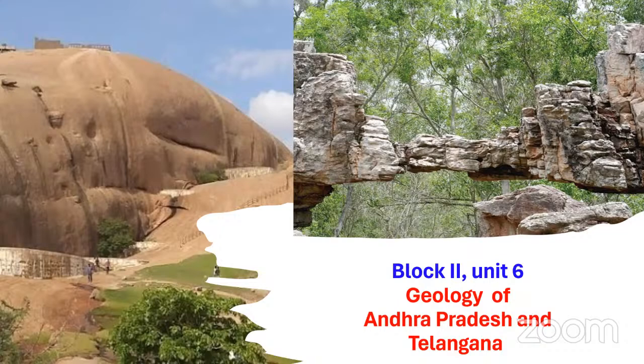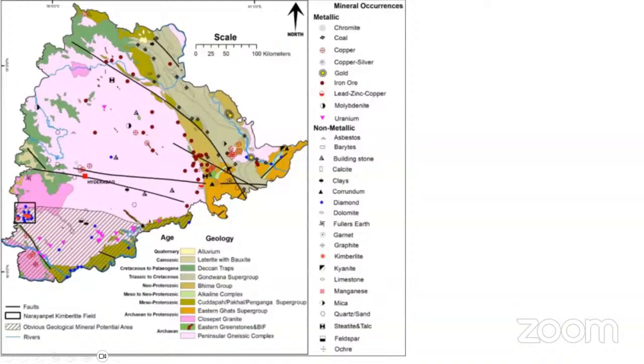Today, once again I'm repeating, I'm going to cover and complete the total syllabus, and the balance is Block 2, that is Indian Geology 2, Unit 6, Geology of Andhra Pradesh and Telangana. Next, you can observe here the geological and mineral occurrence map of the Telangana state. Here in the legend, you can observe the ages versus the geological formations.